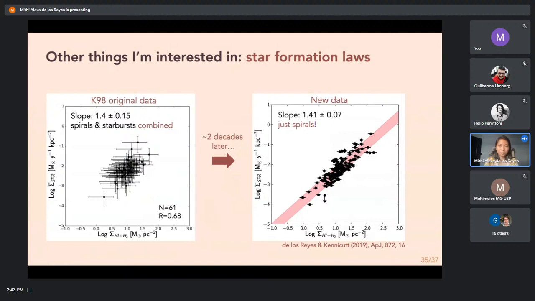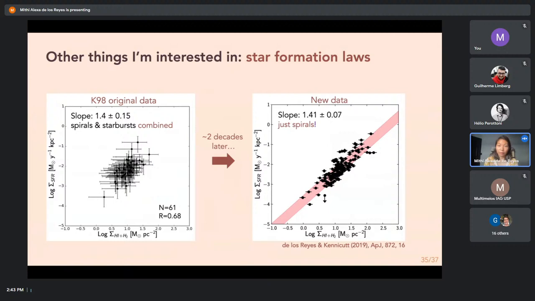But now, two decades later, we've remeasured these same points and also added a lot of new data points. And now I think we can more confidently say that the global star formation law does actually have a slope close to around 1.4, even if you just look at spiral galaxies like the Milky Way.